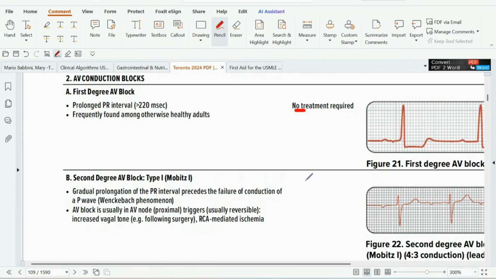Wait, one question. When they say AV conduction block, they mean between the atria and ventricle, not AV nodal block? No, AV block is AV nodal. It is AV nodal block. Okay. Because all of this is dependent on the AV node being alive.